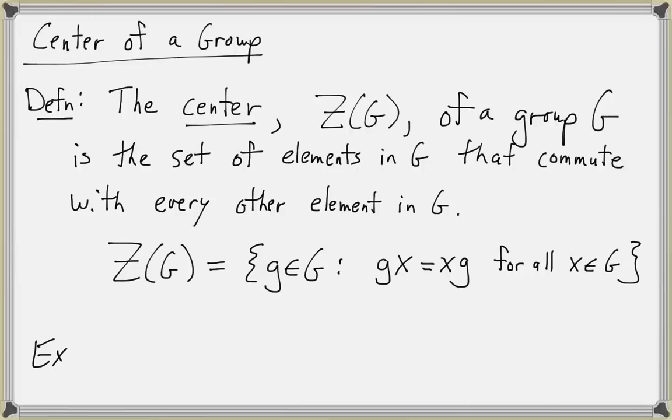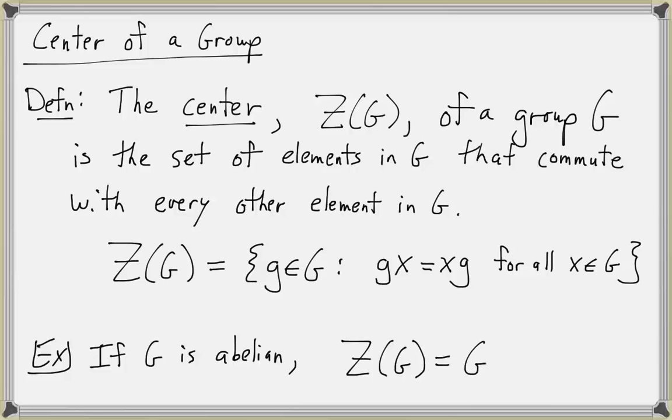For a quick example, consider an abelian group G. So if G is abelian, then all the elements of G commute, so therefore the center of G would equal all of G. So it is a theorem that the center of G actually forms a subgroup of the set G.